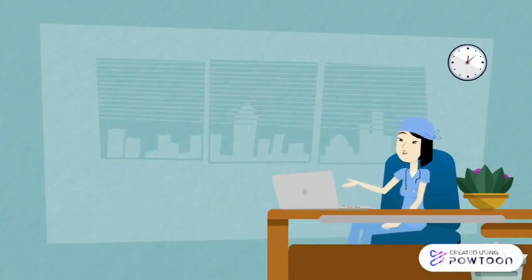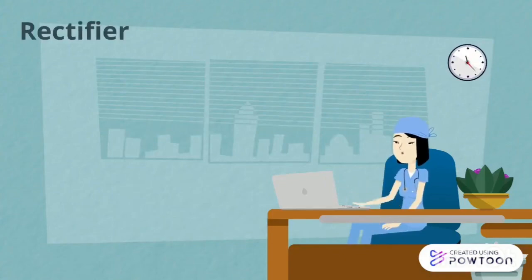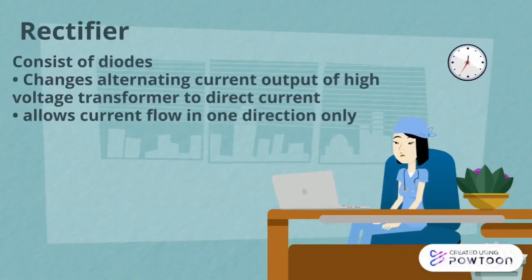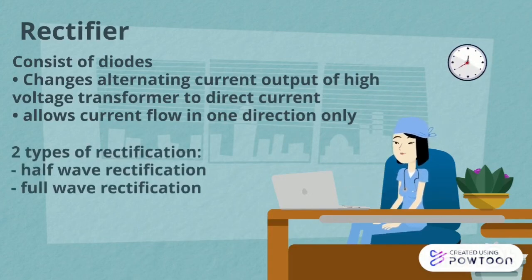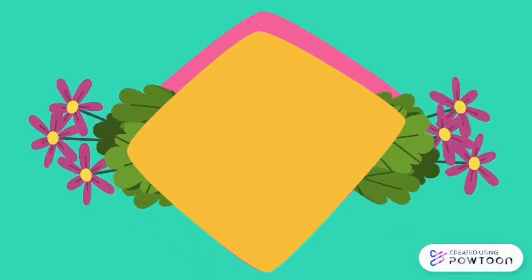So, before entering the X-ray tube, a rectifier will be used. The rectifier, which consists of diodes, will change the AC output from the high voltage transformer to DC so that current flows only in one direction. As I explained before, there are two types of rectification: half-wave rectification and full-wave rectification. That's all for the X-ray imaging system.